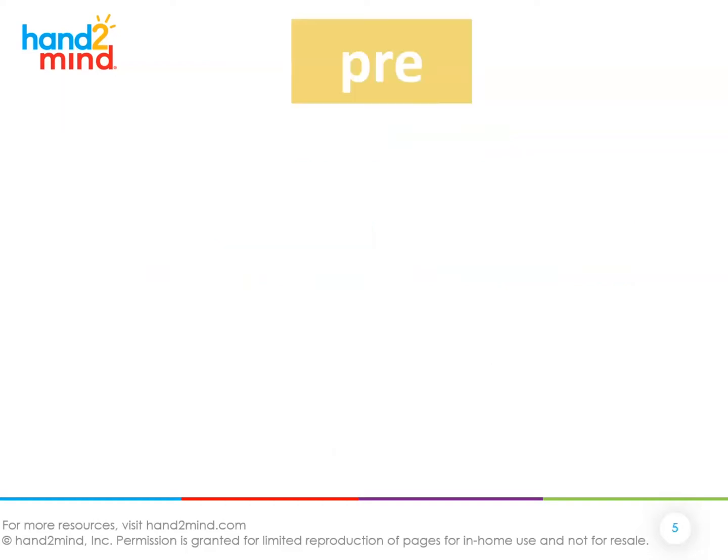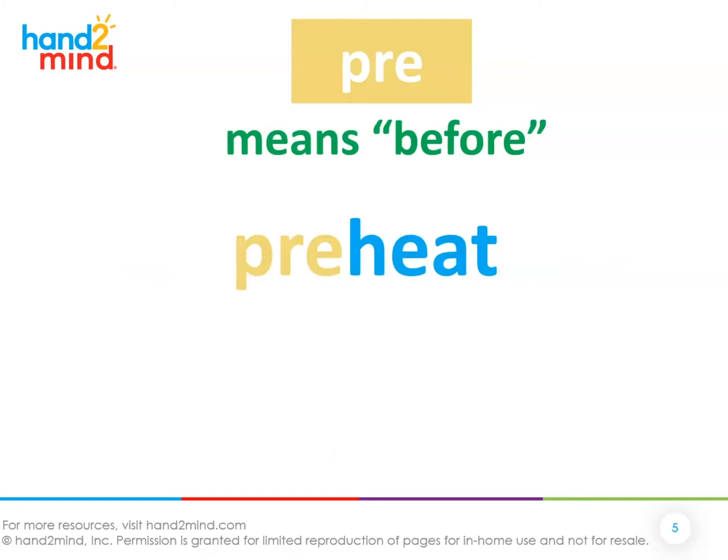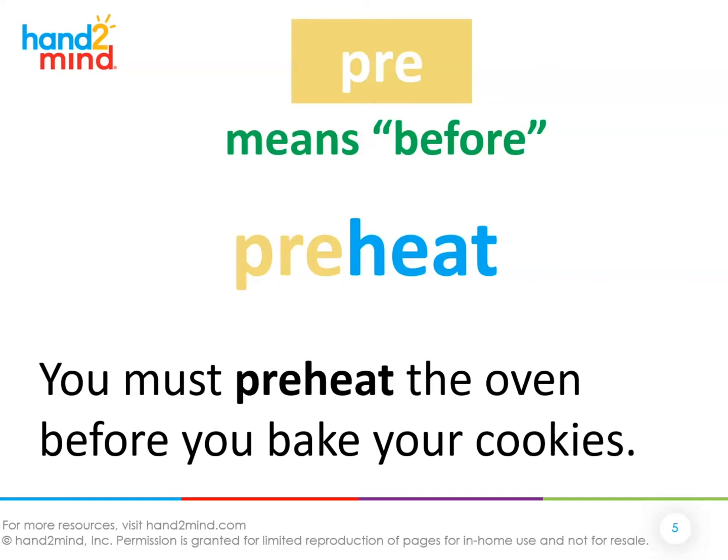Pre is another prefix, and it means before. What do you think this word means? Preheat. In this word, the root word is heat, which means to make warm. But when you add the prefix pre to it, now it means to heat before. For example, you must preheat the oven before you bake your cookies. A lot of times when you cook, you have to turn the oven on beforehand so that it heats up before you put your cookies or whatever you're baking into it.